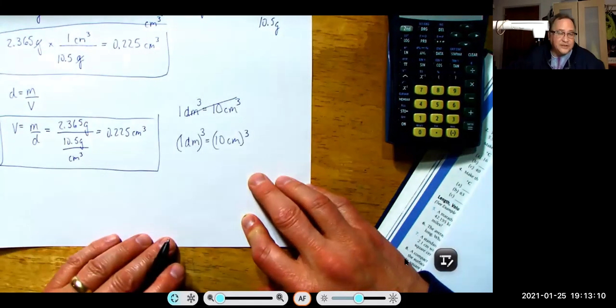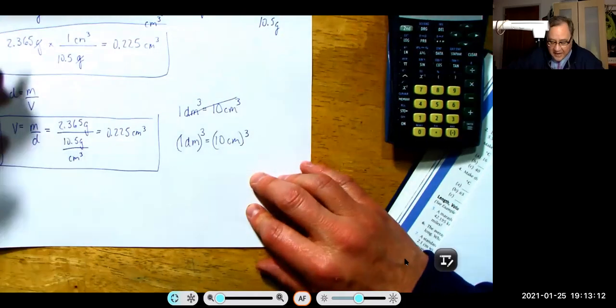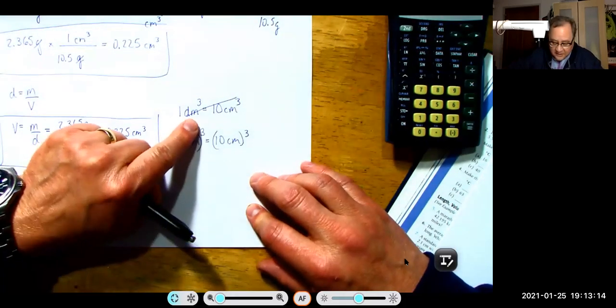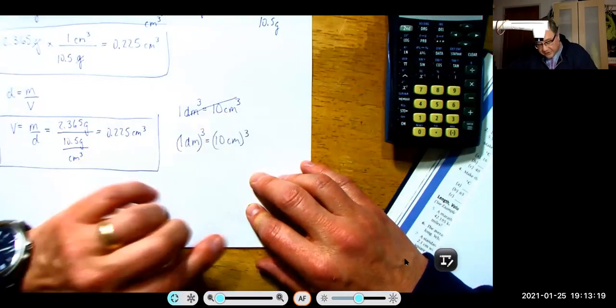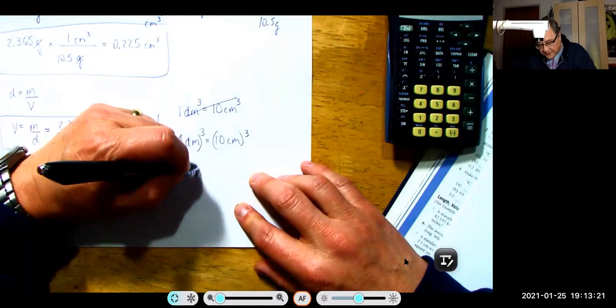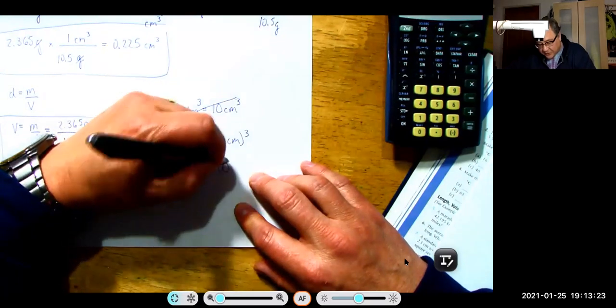So if I cube one side, I have to cube the other side. I can't cube one part of a side. See up here, I only cubed the centimeter and not the 10. So this is how they get 1 decimeter cubed is 1,000 centimeters cubed.